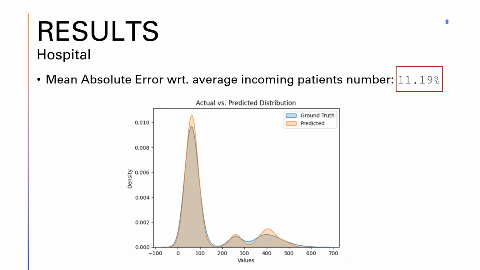Speaking of the performance of our models, the hospital model gives a mean average error of 11.2%, which means that the predicted value will fall in a range of plus or minus 11% of the truth added to the expected value. In this graph, you can see how nicely the predicted values, represented in orange, echo the actual values of the inputs it's been tested on, represented in blue.